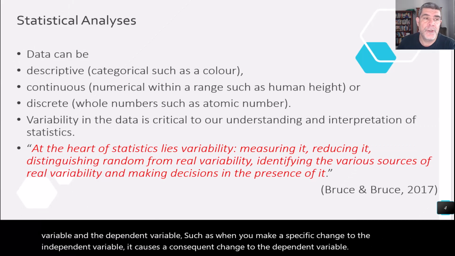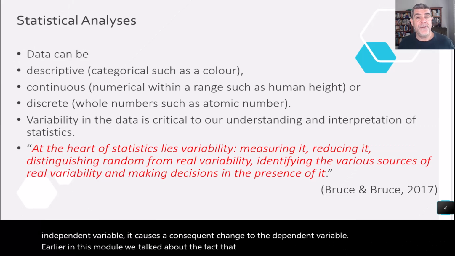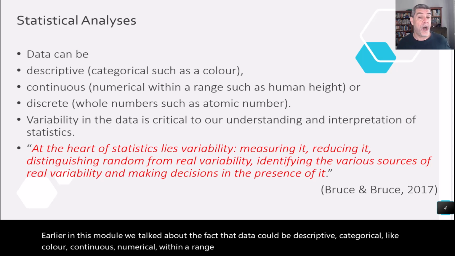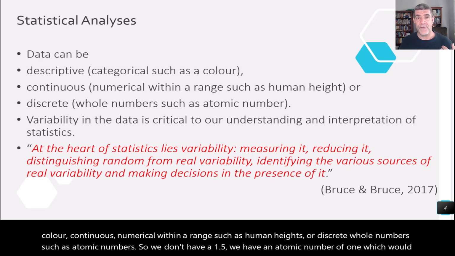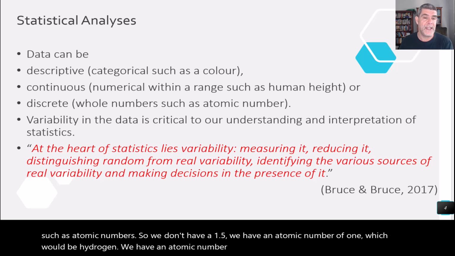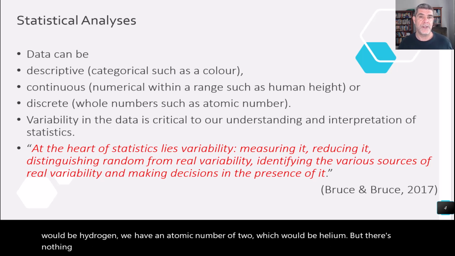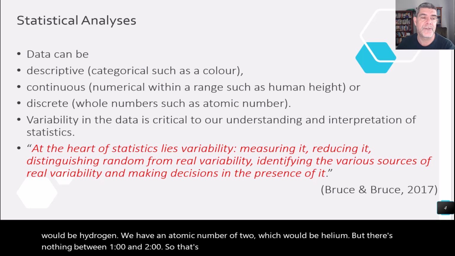Earlier in this module, we talked about the fact that data could be descriptive, categorical, like color, continuous, numerical within a range, such as human heights, or discrete, whole numbers, such as atomic numbers. So we don't have a 1.5. We have an atomic number of 1, which would be hydrogen. We have an atomic number of 2, which would be helium, but there's nothing between 1 and 2. So that's that idea of discrete.